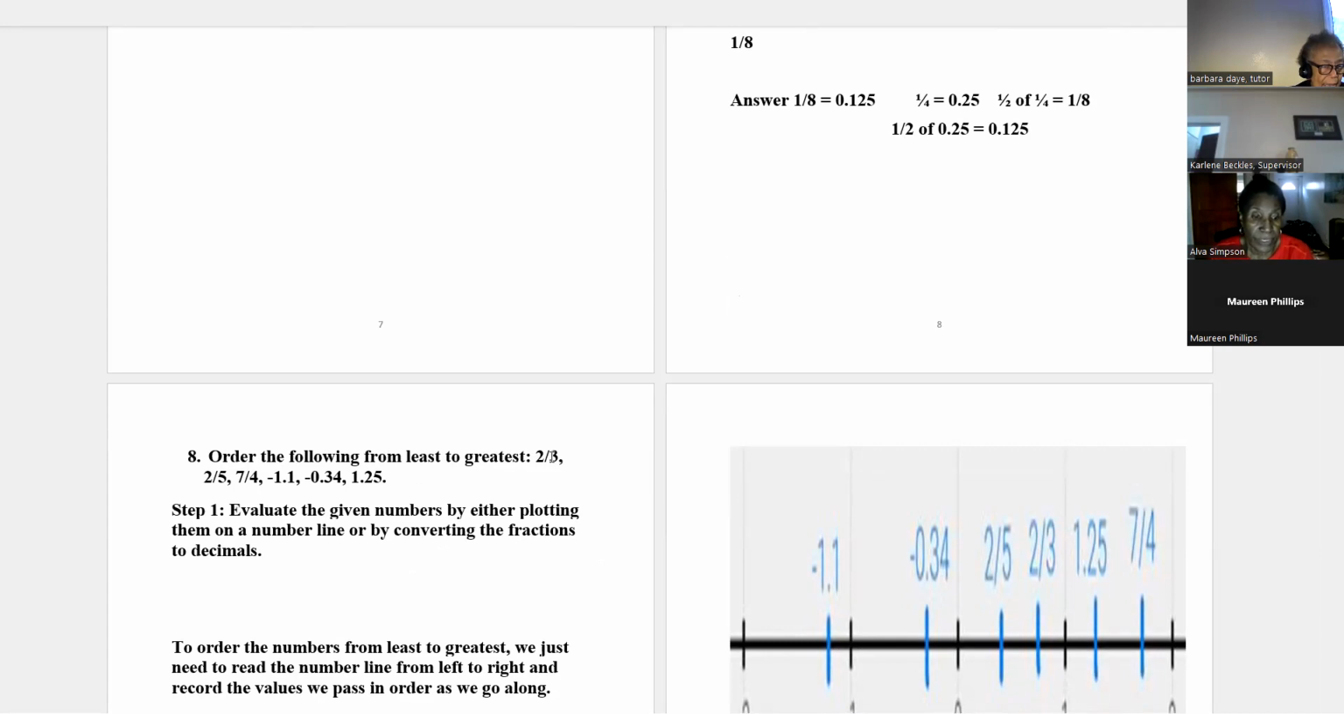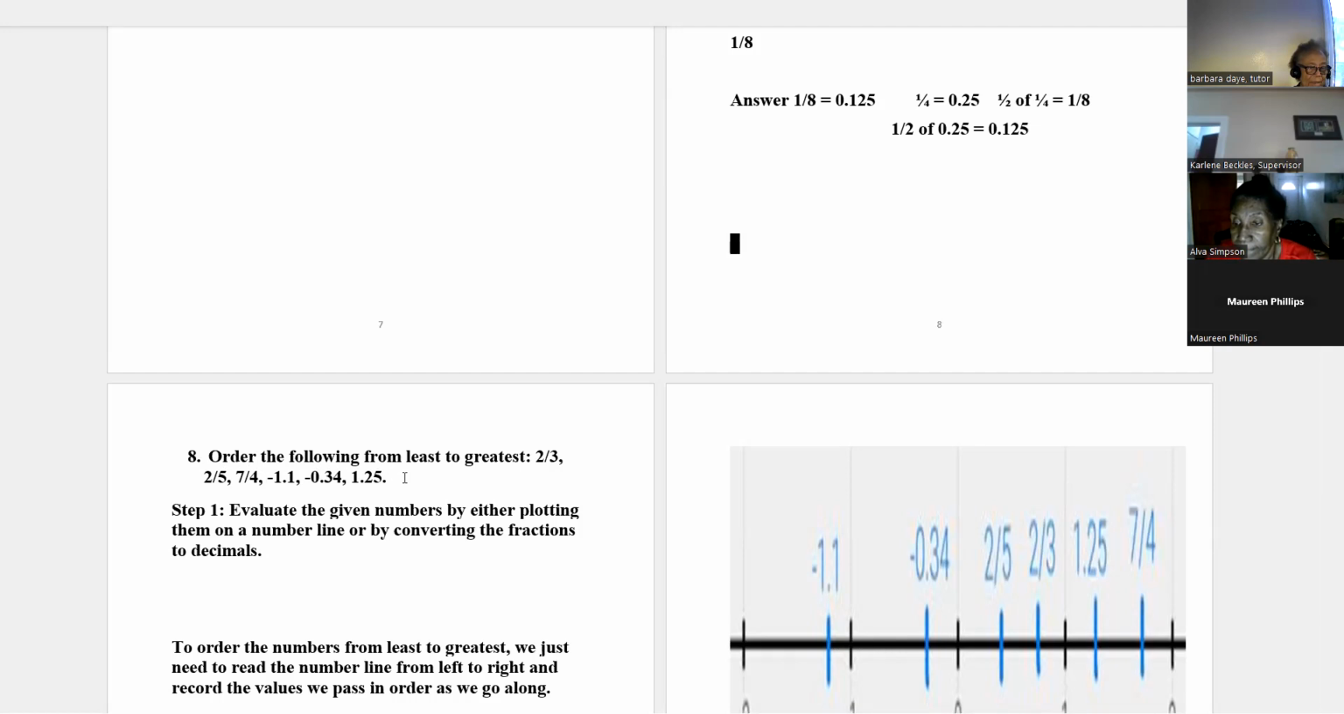Now, I have this here. I want you to put these in order from least, smallest, to largest, least to greatest: 2/3, 2/5, 7/4, minus 1.1, minus 0.34, and 1.25.